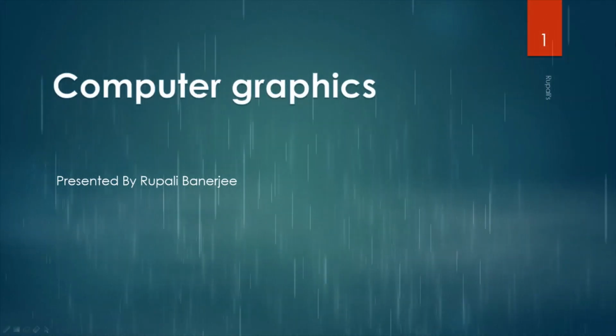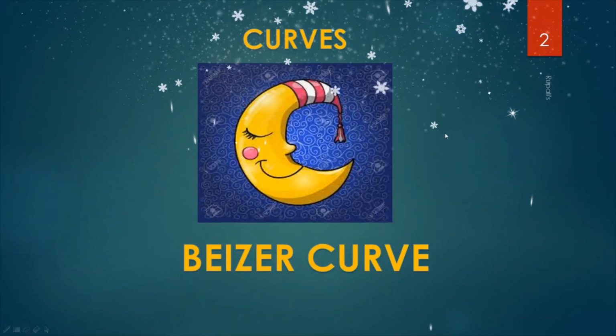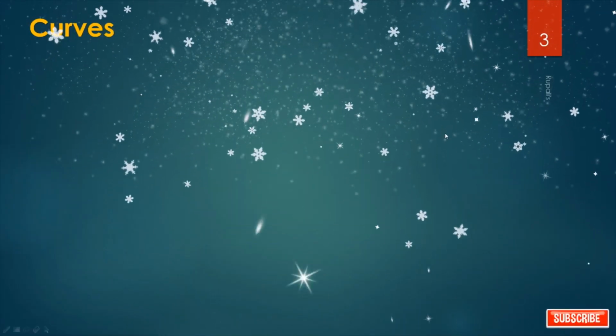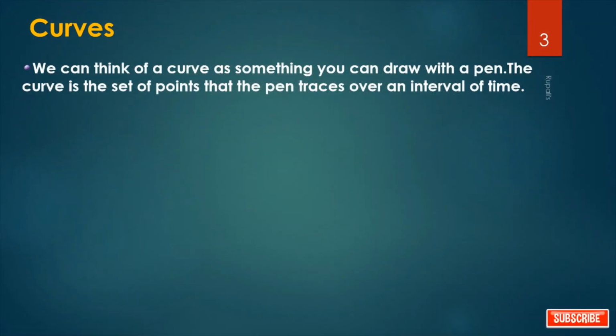Today we start a new chapter, curves. Today we will learn Bezier curve. So, curves. We can think of a curve as something you can draw with a pen. The curve is a set of points that the pen traces over an interval of time.